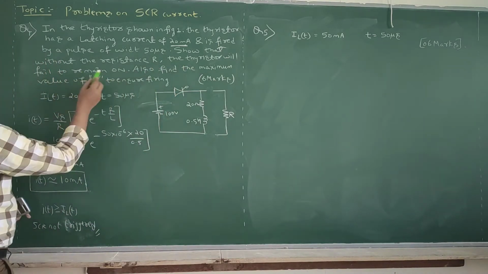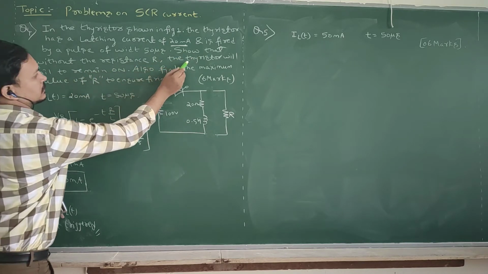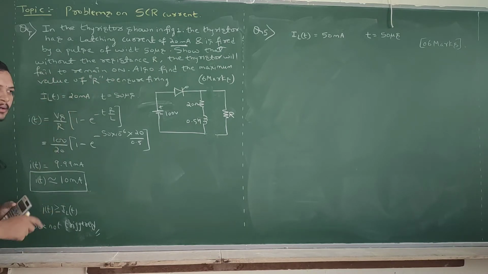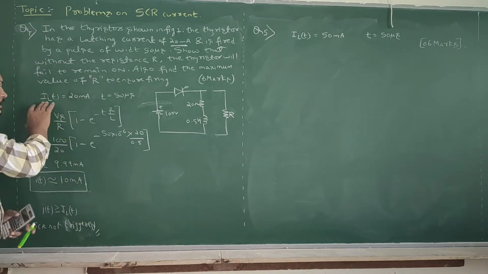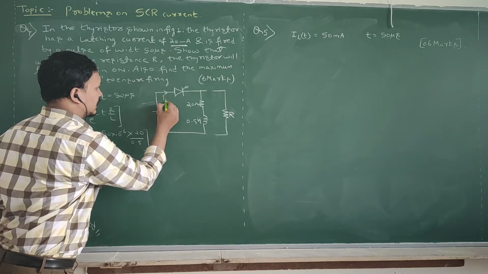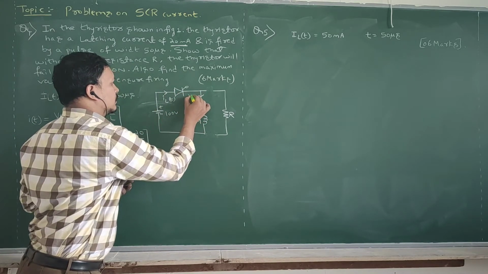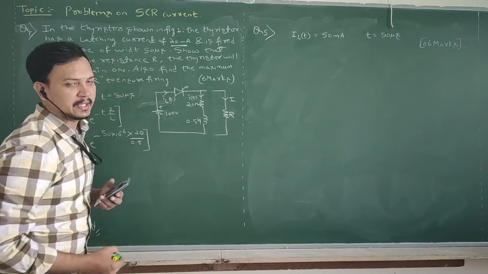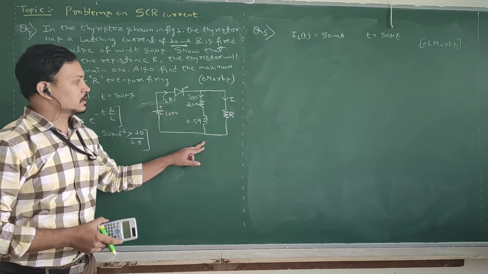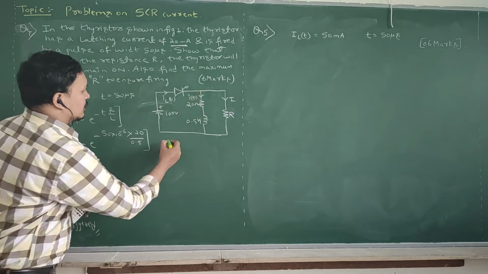Look here. Show that without the resistance R, the thyristor will fail to remain on. So it has happened. Now I want to trigger the SCR. To trigger the SCR means the latching current will be here, latching current IL of t. What is this current? I of t. Now some other current you take, I. So now if I connect a resistor, now apply KCL here. What does KCL state?